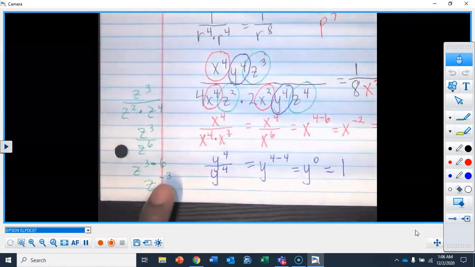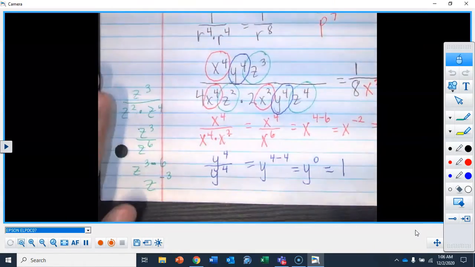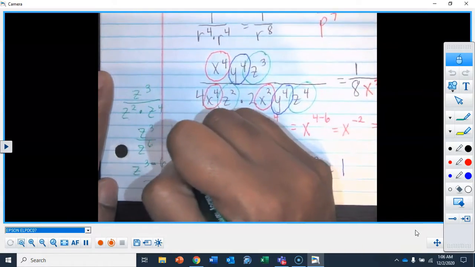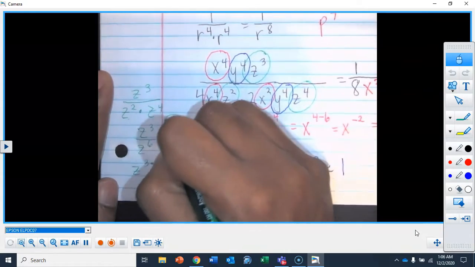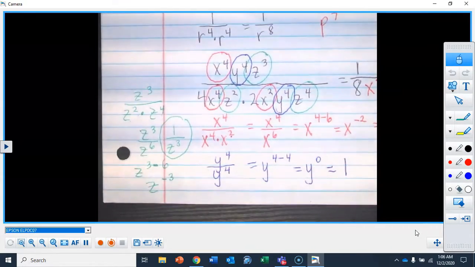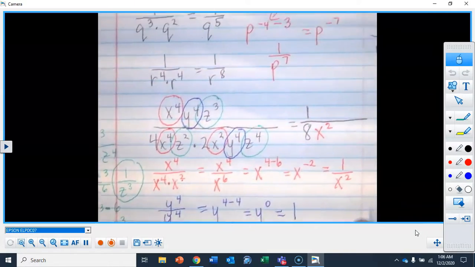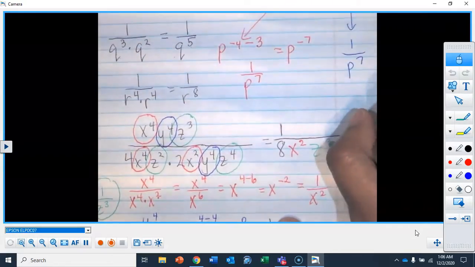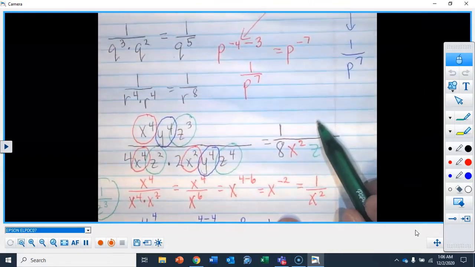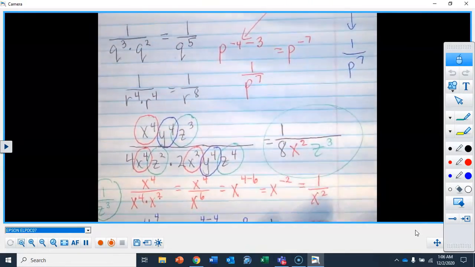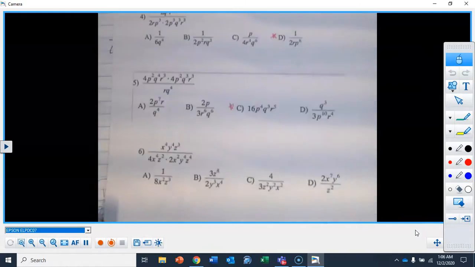And then again, I don't like this. It becomes 1 over z to the 3rd. So the z is in the denominator to the 3rd power. Again, I did 3 minus 6, which was negative 3, and then I applied the negative law. So the z to the 3 is down here at the bottom. There's a 1 in the numerator. That's my final answer. And so if we look at our answer choices, it is A.